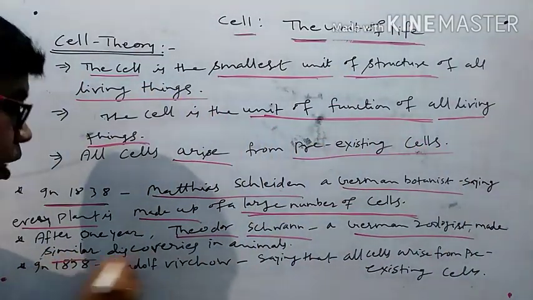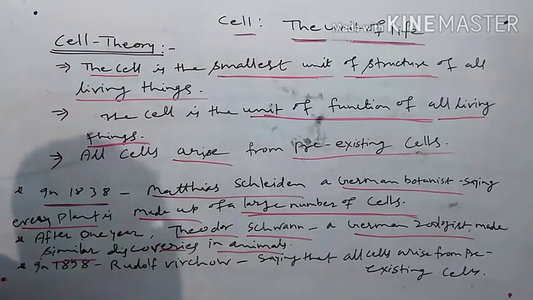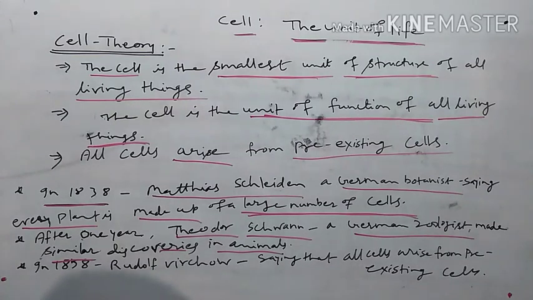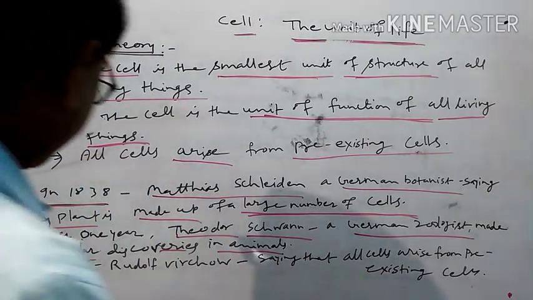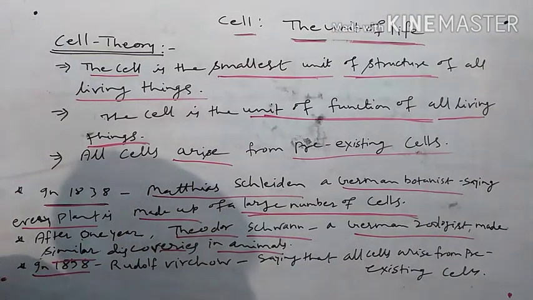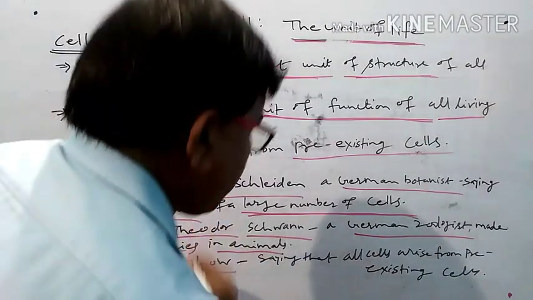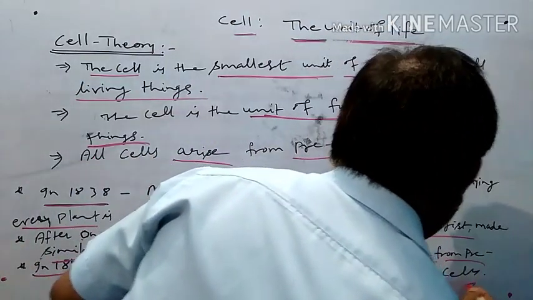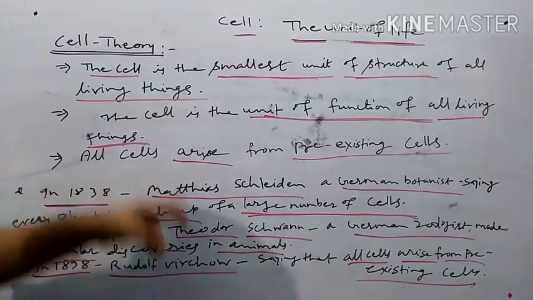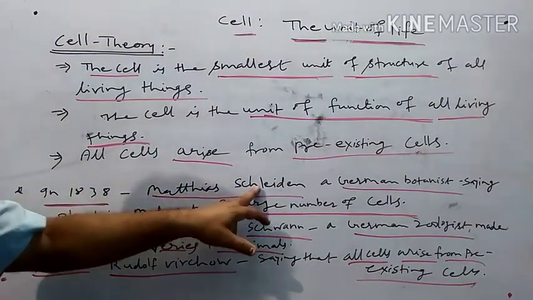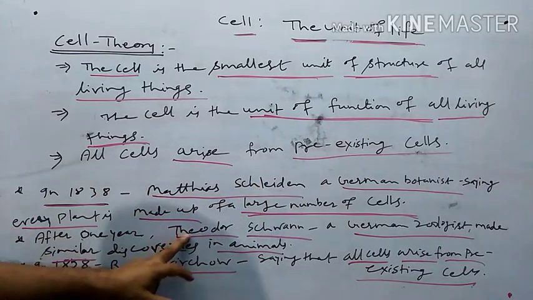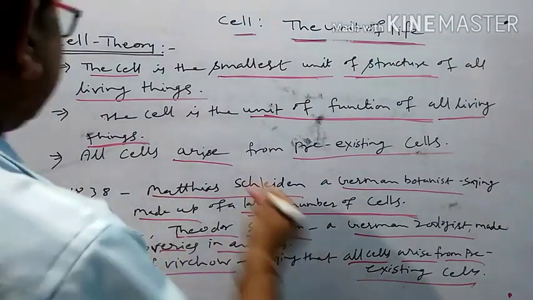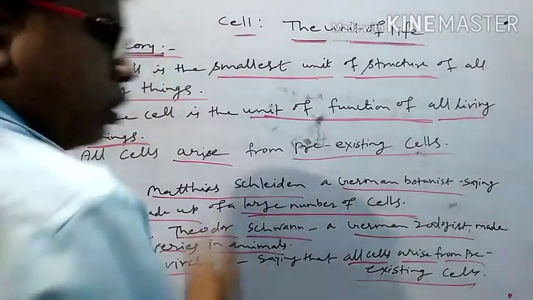made a similar discovery in animals. It means each and every animal is made up of a large number of cells. In 1858, Rudolf Virchow said that all cells arise from pre-existing cells. So three different scientists, Matthias Schleiden, Theodor Schwann and Virchow, proposed a theory, and this theory is called cell theory.